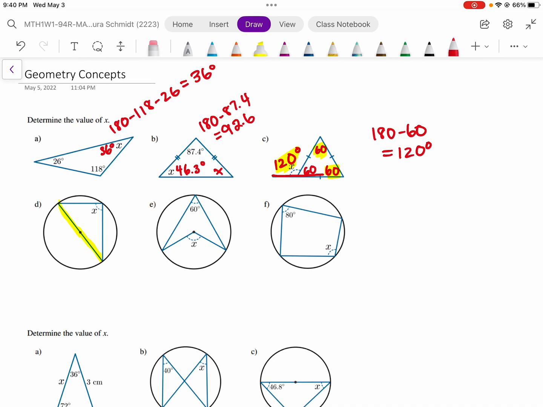Okay, question D is that question where if something goes through the diameter like that, and then you make a triangle out of it by connecting to the circumference here, this angle will always be 90. So x is 90 degrees there.